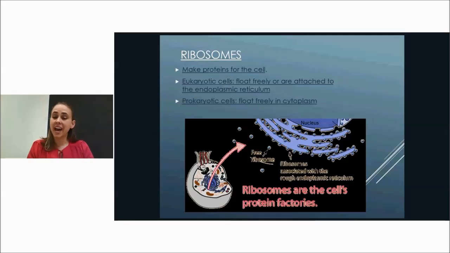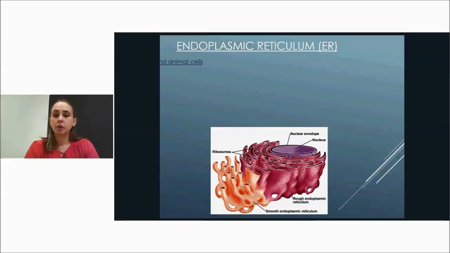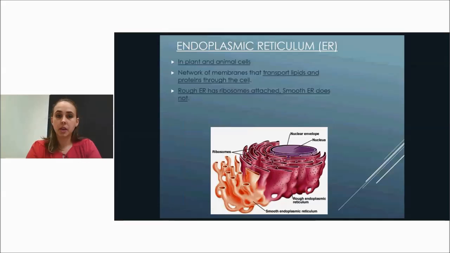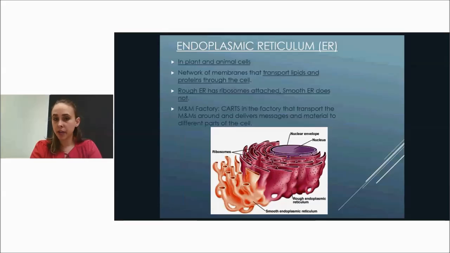Prokaryotic cells do not have an endoplasmic reticulum, so in all prokaryotic cells and all bacteria, they're just going to be free-floating. The endoplasmic reticulum, also known as the ER, comes in two different forms: the rough endoplasmic reticulum and the smooth endoplasmic reticulum. It is only in eukaryotic cells. So it would be on your sheet, it's in plant and animal cells, but not in bacteria. And it's a membrane of networks that transports lipids and proteins through the cell.